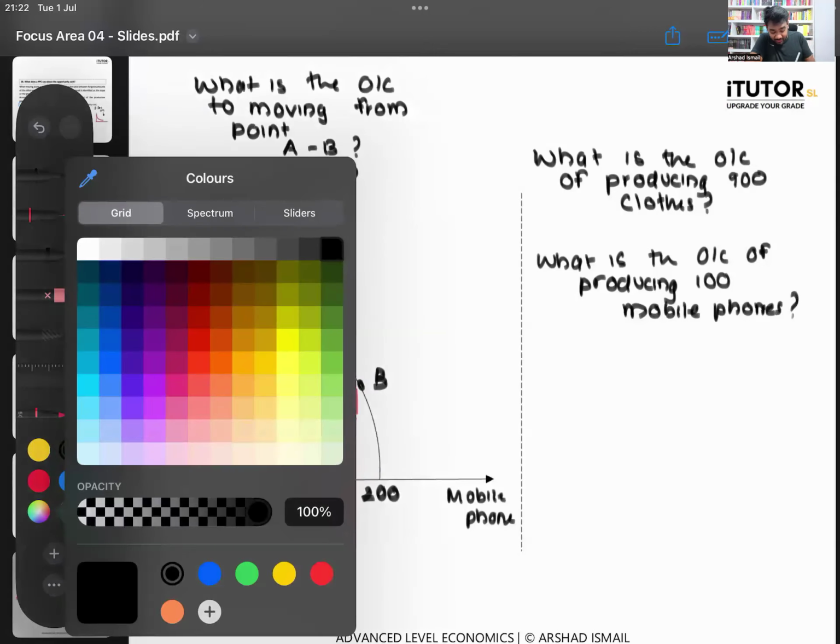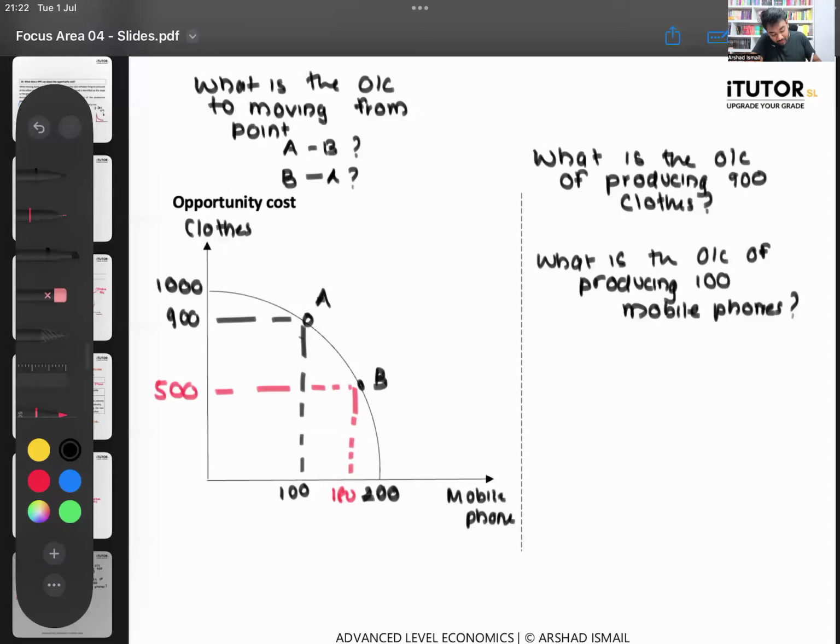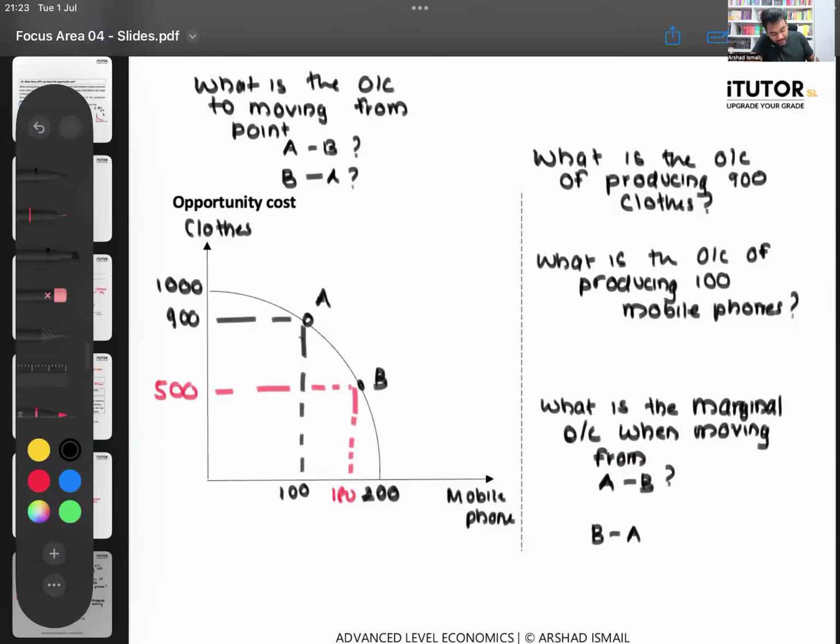Another way they can ask you this question is they can ask you, what is the marginal opportunity cost when moving from, one could be A to B, other one could be B to A. Okay. So different questions can be asked around this. Which one they will ask you in your paper? I don't know. I don't set your paper. So different questions, the answer is different.